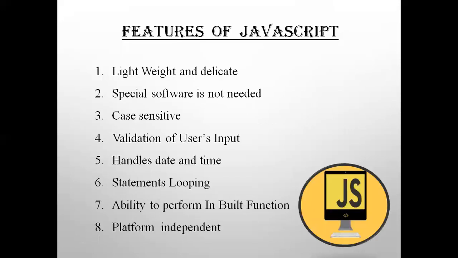Some of the additional features of JavaScript are: first, it is a lightweight and delicate scripting language because it does not support all features of object-oriented programming languages. Object-oriented means including the concept of objects, which contain data as properties and code as procedures or methods.